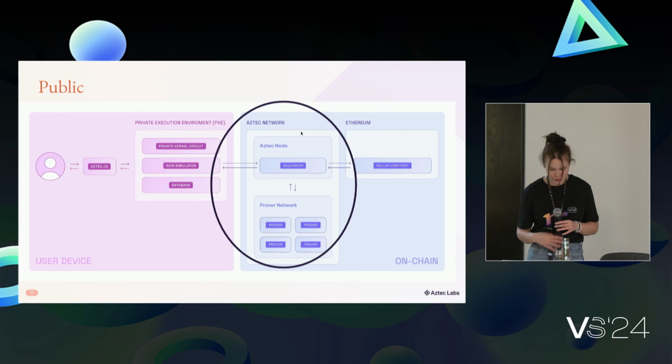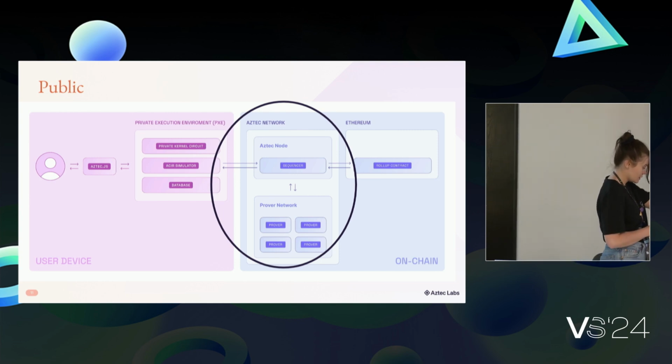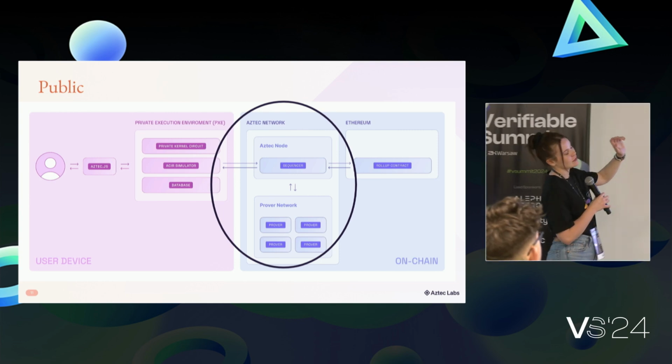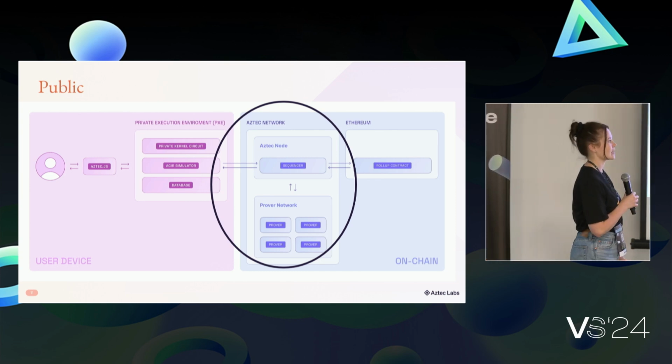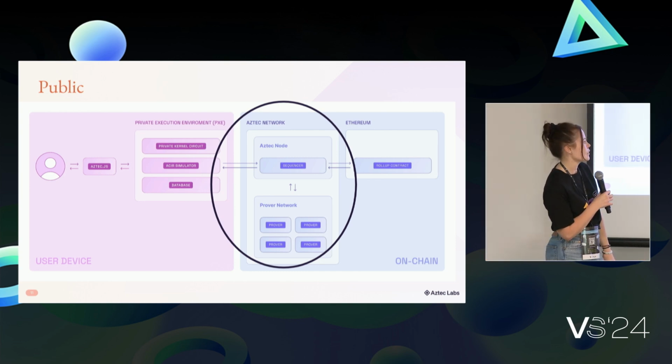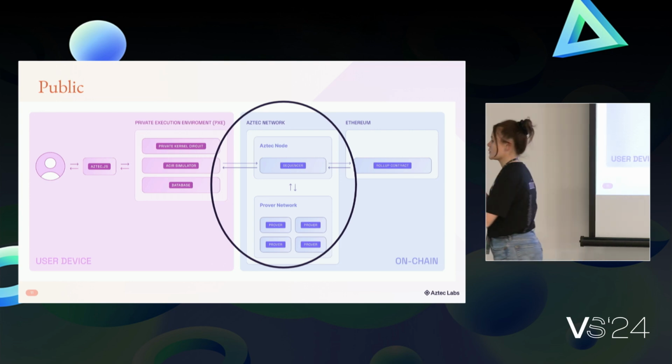We have three different types of functions on Aztec. We have public functions. These work like the EVM works. You're just directly updating state. Running public functions, everything is public. Anyone can see what you're doing there.